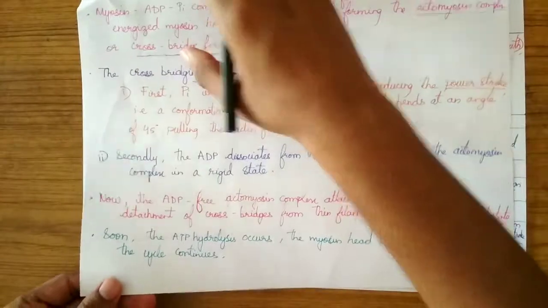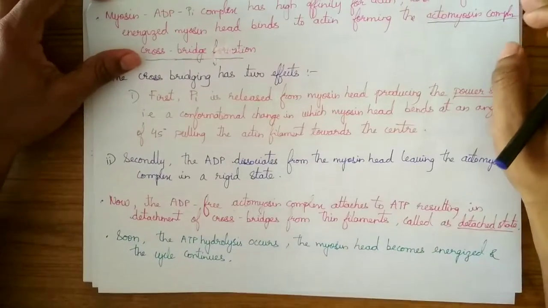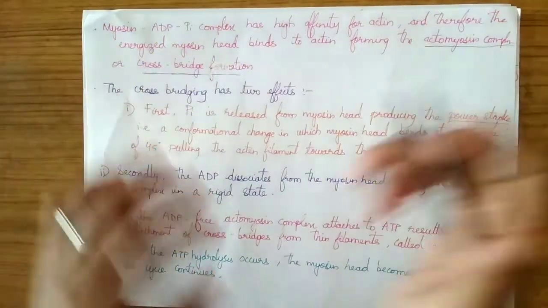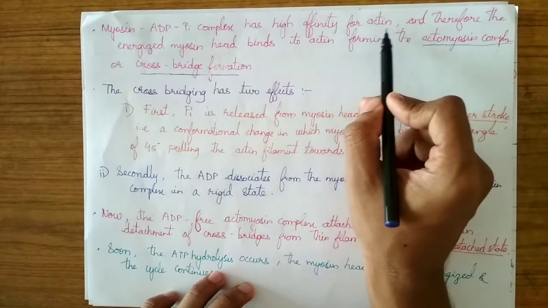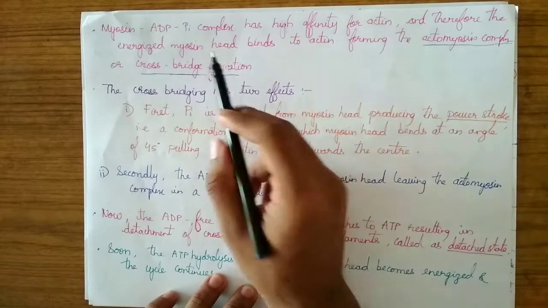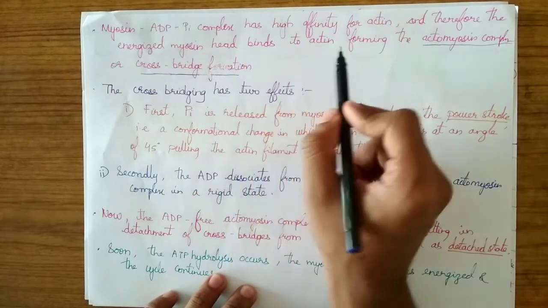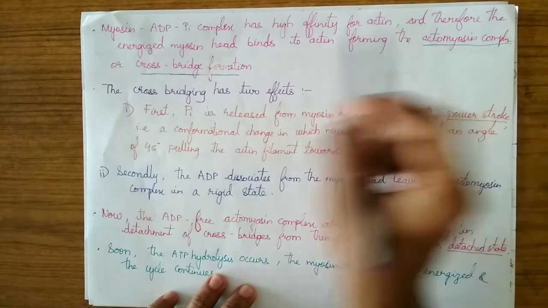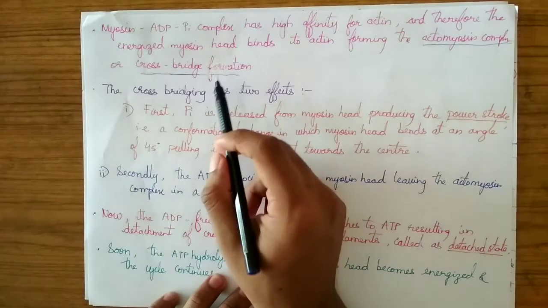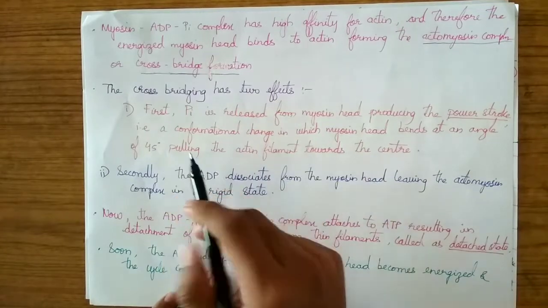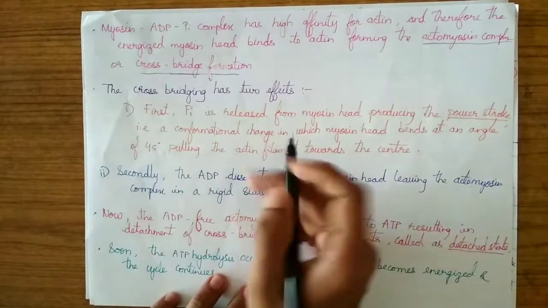So after the exposure of the myosin binding sites on the actin, the myosin ADP phosphate complex has high affinity for actin, and therefore the energized myosin head binds to the actin, forming the actin myosin complex or cross bridge formation. So this is the cross bridge formation process. So what happens in the cross bridge?